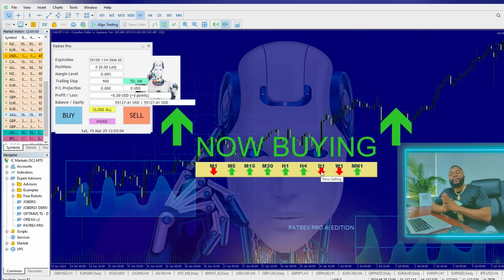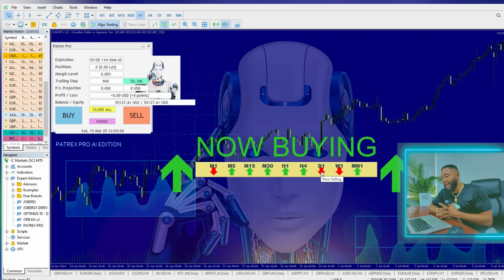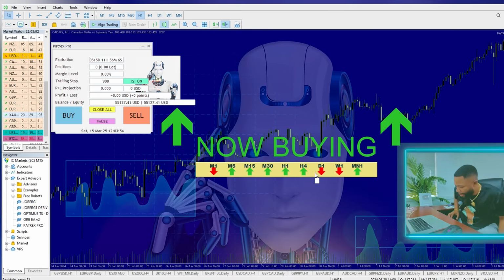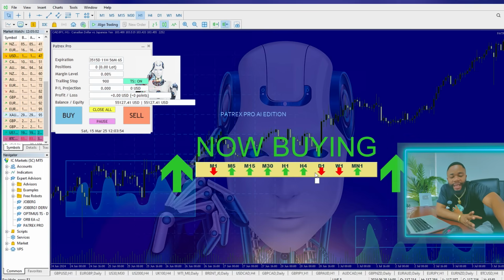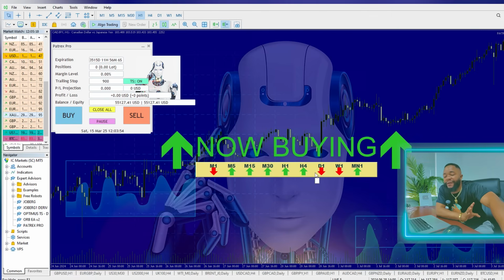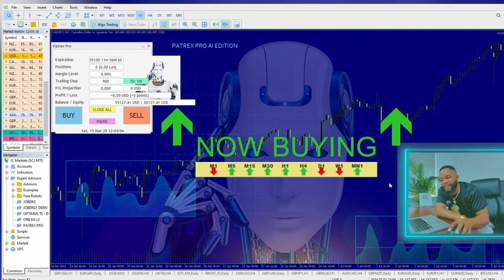So this is how you are able to use Patrix Pro to trade manually or to trade technically or to trade price action. There's a lot you can do by just seeing this board here. Because price action, remember, 100% is you just being able to determine if the market is bullish or bearish, if supply is in control or demand, if the buyers are in control or the sellers. Full stop. And this tool right here is going to help you to be able to do all of that.